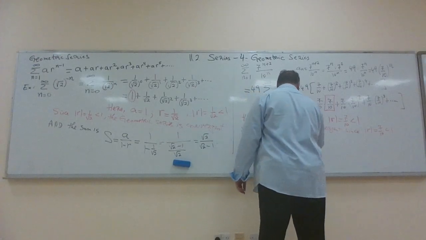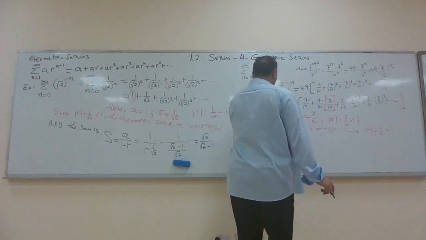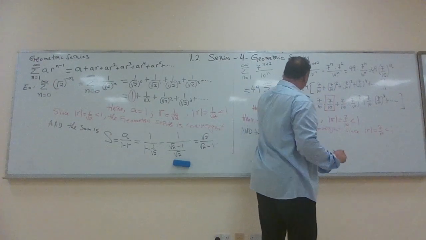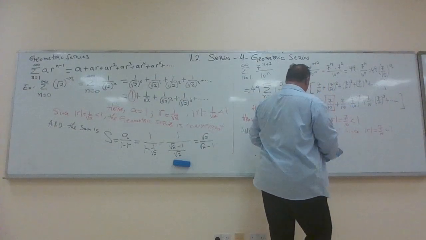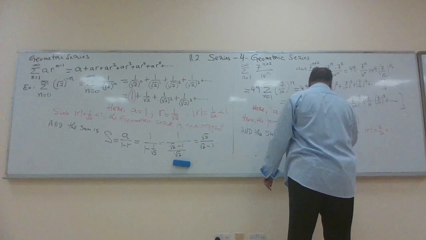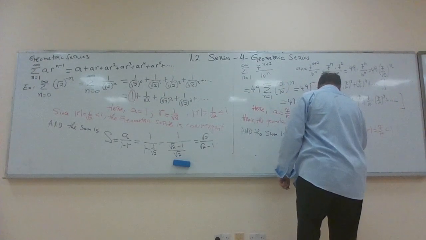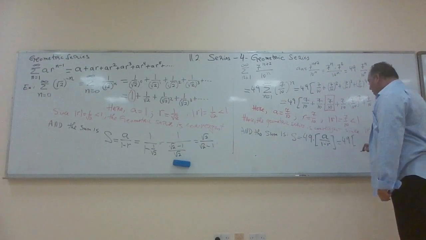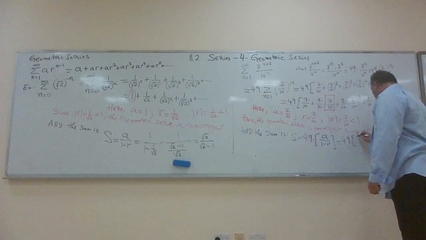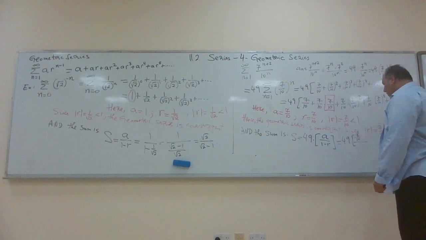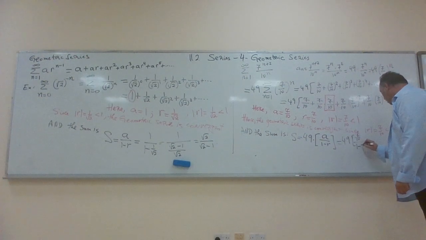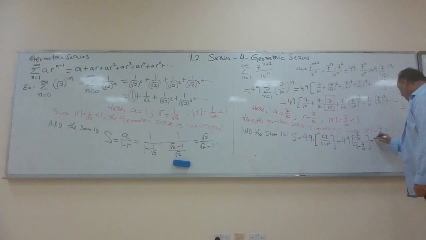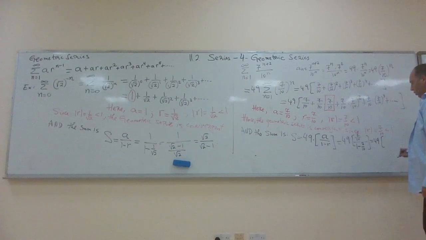So the sum is 49 times, so this is my geometric series. A is, so I'll write A over 1 minus R. I'll write the formula first and then I'll copy A, so 7 over 10, big division, 1 minus 7 over 10. So now we need to struggle a little bit to write it properly.